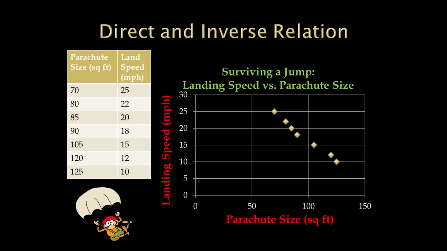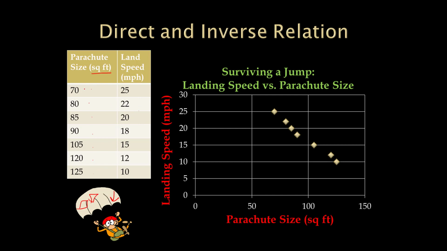I've collected data here for the size of a parachute measured in square feet. That would be how big this parachute is, compared to our landing speed. Our skydiver is falling down. We want to end up having a decreased landing speed because there's less chance of injury. So as we make our parachute larger and larger, we see that the landing speed decreases. That's represented on this graph here.